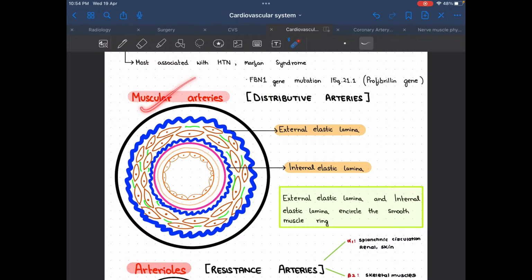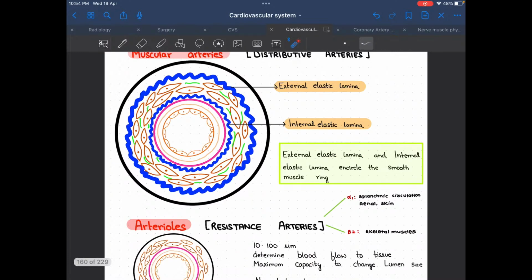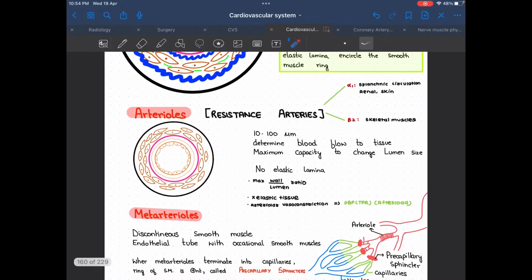So this is the example that I used earlier. So the muscular artery हमारा main जो artery का जो हम diagram बनाते हैं, that's your muscular artery. Internal elastic lamina, external elastic lamina, और दोनों के बीच में sandwich is your smooth muscle cell layer. ठीक है? And now the next one that we have is your arterioles.